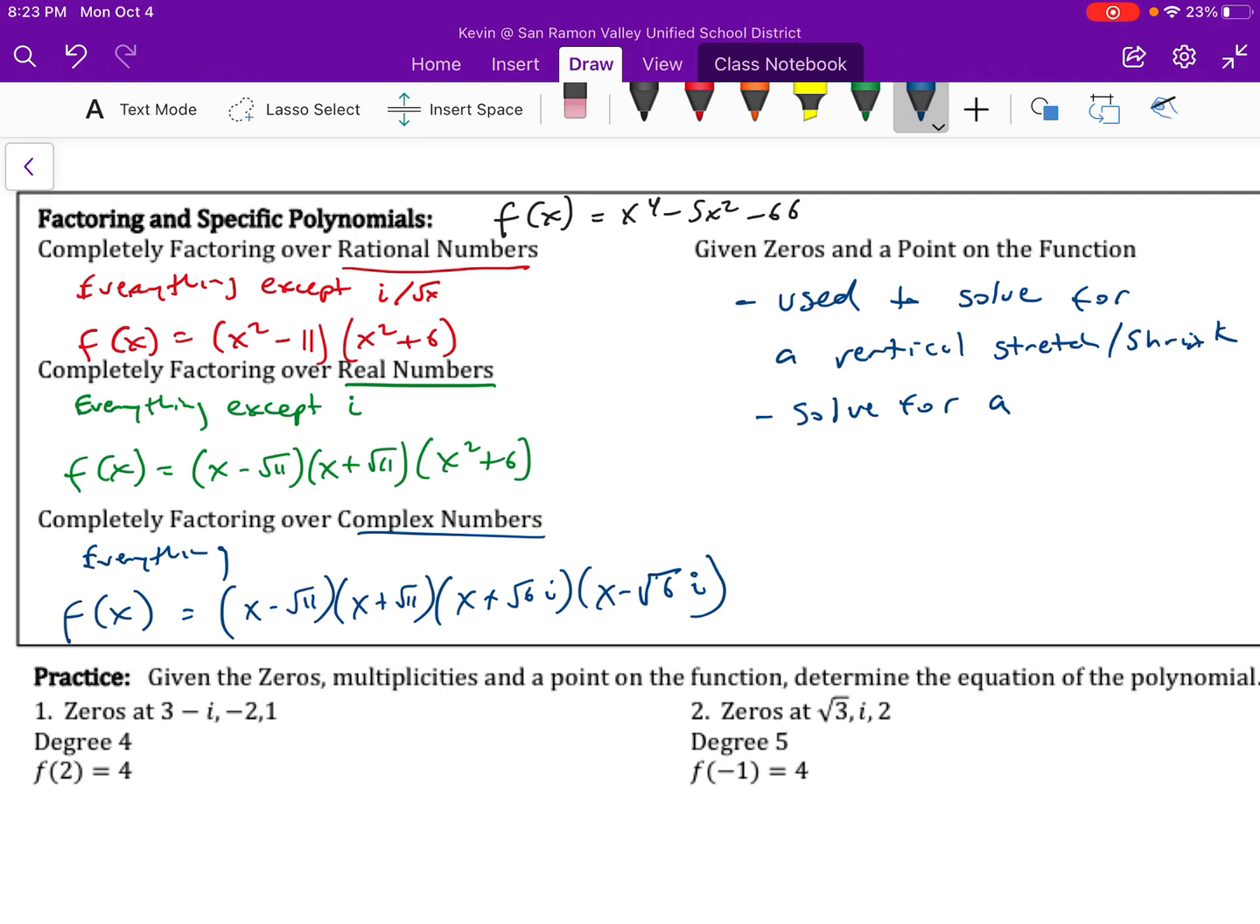Okay, this is chapter 2.5. This is video number 4. So this is the back page, factoring in specific polynomials. I wrote this all out. You can just read through it. I'm not going to go through it all, but just completely factoring over rational numbers.